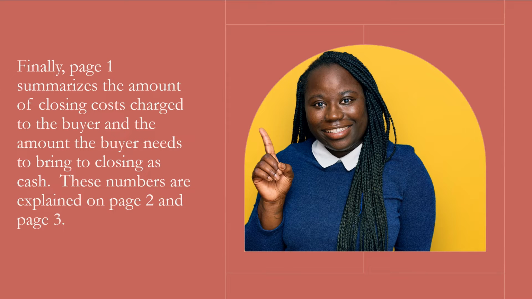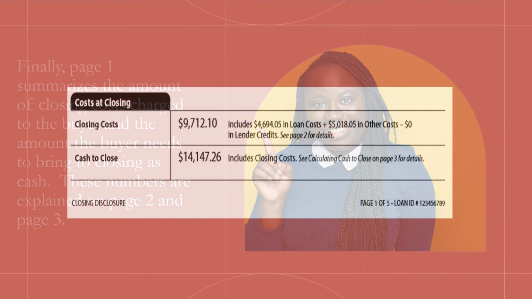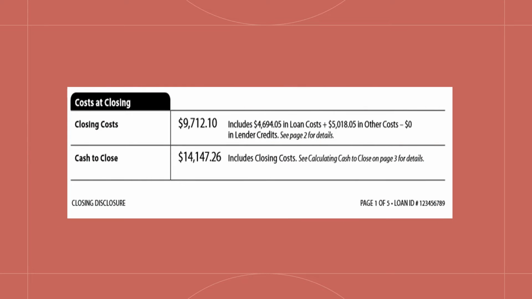Finally, page 1 summarizes the amount of closing costs charged to the buyer and the amount that the buyer needs to bring to closing as cash. Now, these numbers are explained in detail on pages 2 and 3. Page 1 simply has the totals of those costs and the cash required to come to closing. So in this case, we have $9,712.10 as the total closing cost, with the buyer needing to bring $14,147.26 to closing.